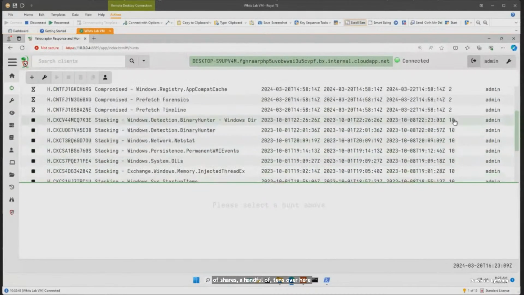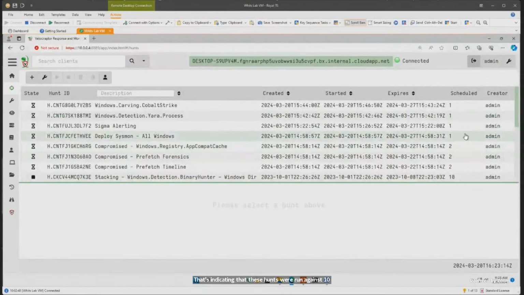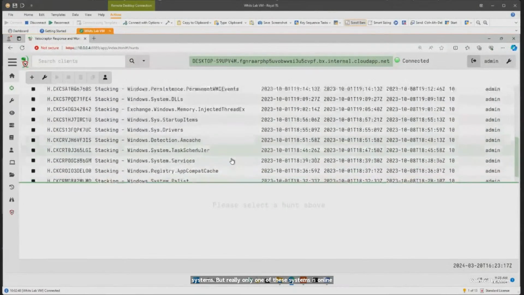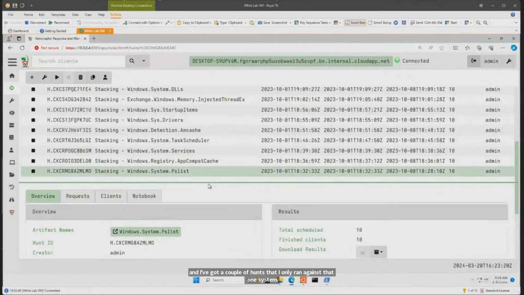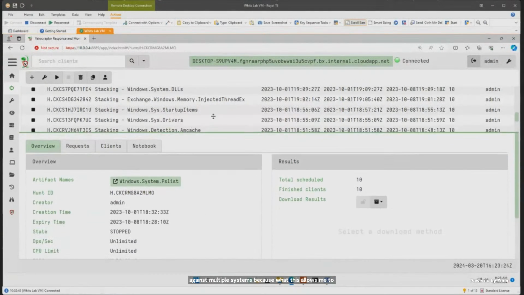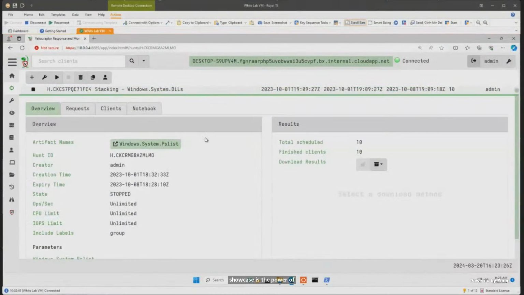That's indicating that these hunts were run against 10 systems, but really only one of these systems is online. And I've got a couple of hunts that I only ran against that one system. But I'm going to start with these hunts that were run against multiple systems, because what this allows me to showcase is the power of the Velociraptor notebooks.